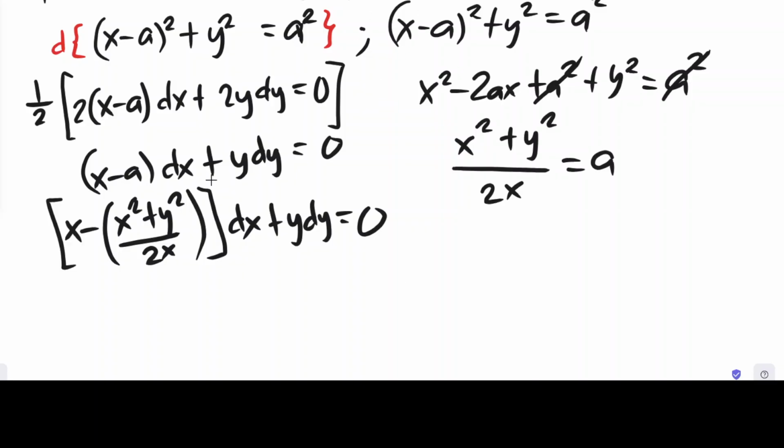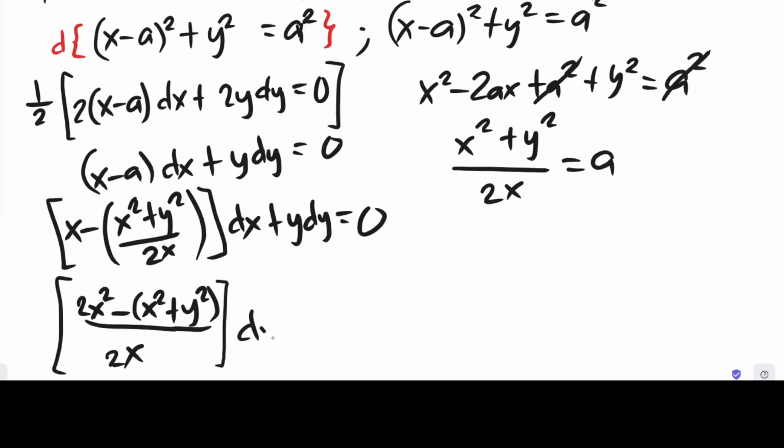So we need to have a common denominator here, which will be 2x. So 2x divided by 1, that will be 2x times x, so it will be 2x squared, minus x squared plus y squared. So we have successfully combined x minus (x squared plus y squared) all over 2x using a common denominator, dx, then plus y dy is equal to 0.